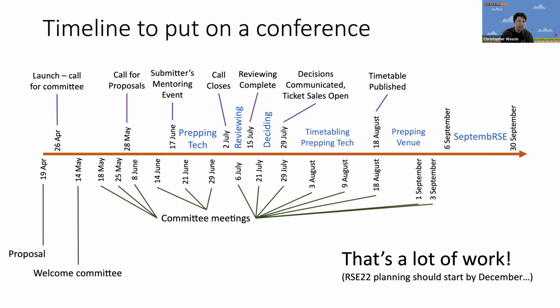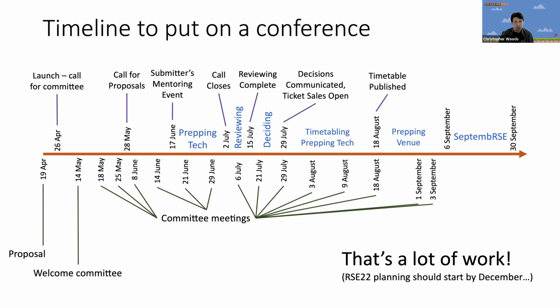Now, that conference committee did a great piece of work. We went from the 18th of May, which is when we first convened, and 10 days later, we put out the call for proposals, which I think is a record for all of our conferences. We needed to do this so early because we wanted to make sure there was time for everybody to submit to the conference and to hold a submitters mentoring event to really encourage new people into the conference venue.